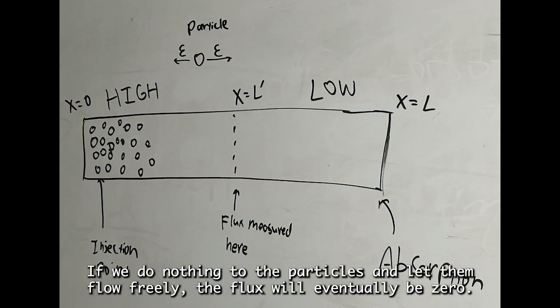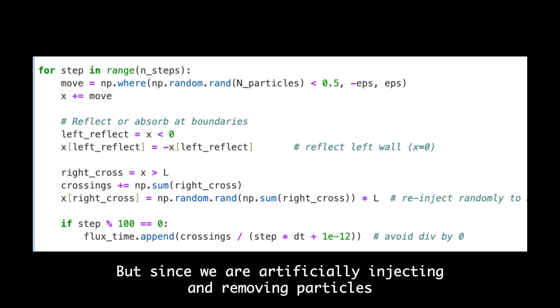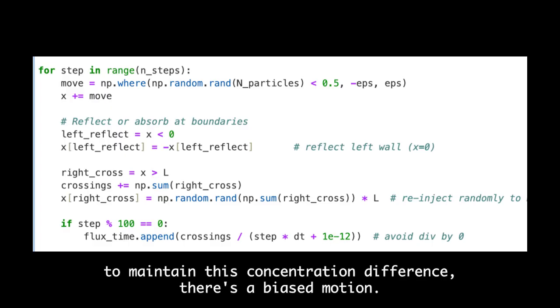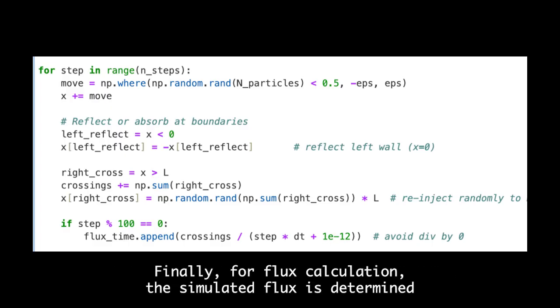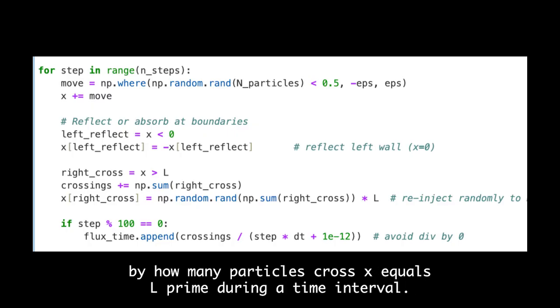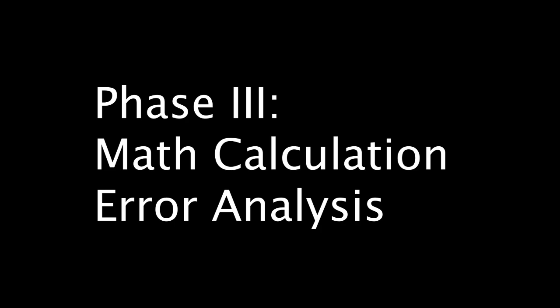If we do nothing to the particles and let them flow freely, the flux will eventually be zero, but since we are artificially injecting and removing particles to maintain this concentration difference, there is a biased motion. Finally, for flux calculation, the simulated flux is determined by how many particles cross x equals L prime during a time interval.